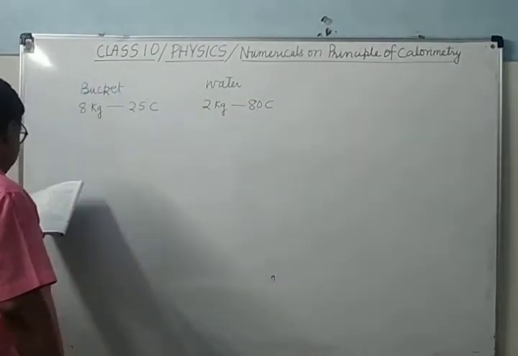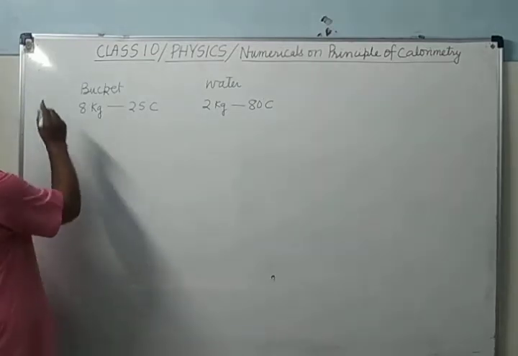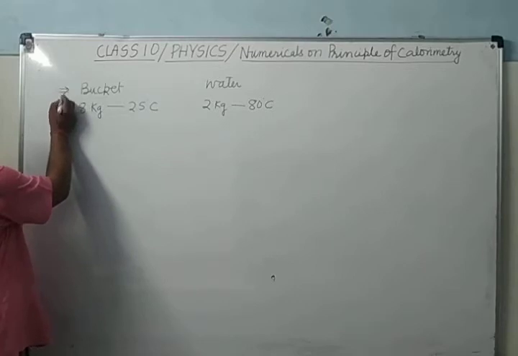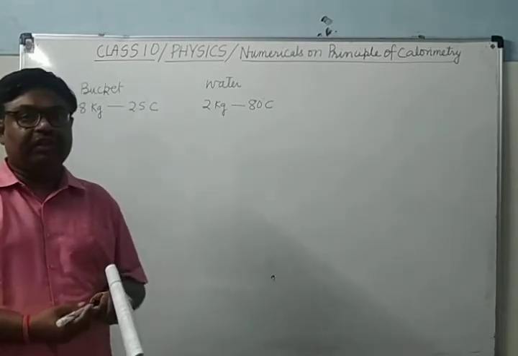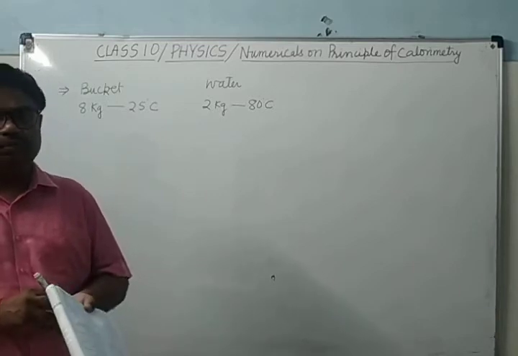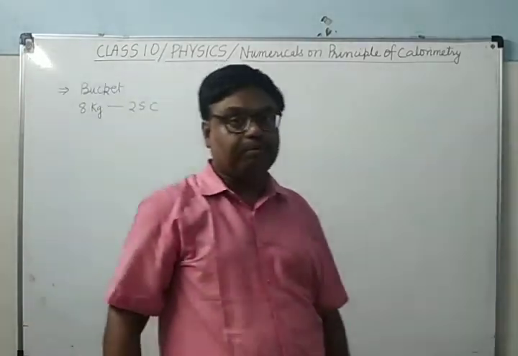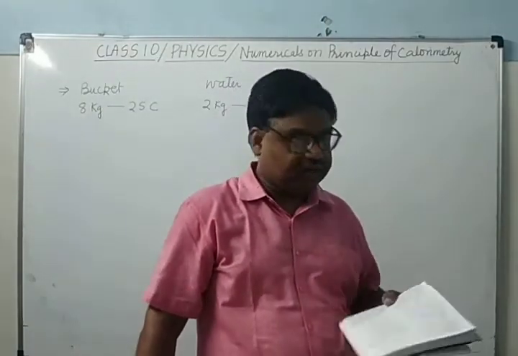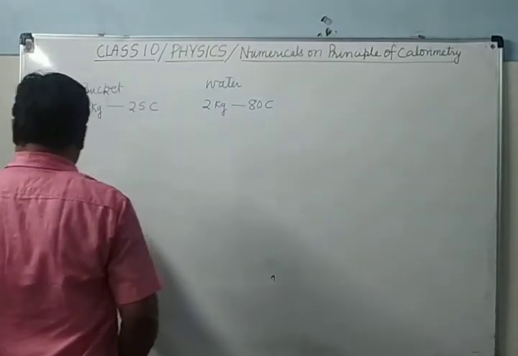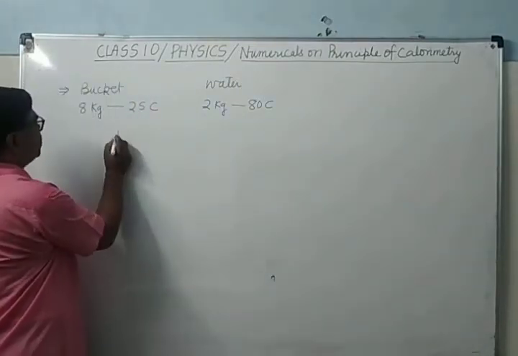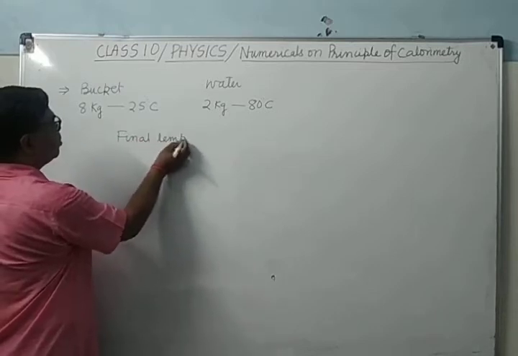Is it clear? Neglecting the heat energy absorbed by the bucket means the heat capacity of the bucket we have taken as 0. It absorbs nothing. Is it clear? So here we have assumed that it is absorbing no amount of heat energy. Neglecting the heat energy absorbed by the bucket, calculate the final temperature.